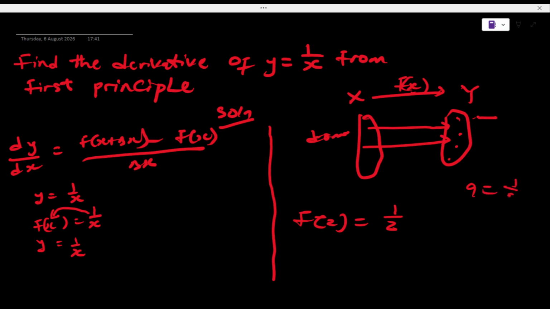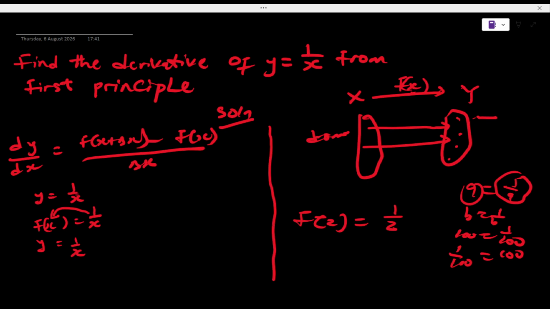The inverse of a is 1 over a. The inverse of b is 1 over b. The inverse of 100 is 1 over 100. The inverse of 1 over 100 is 100. The inverse of 1 over a is a. So inverse is 1 over something.